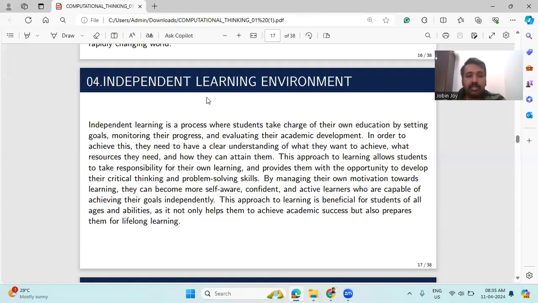Okay, so through this independent learning activity, this will promote the concept of research-oriented education. They will become more self-aware, confident about their skills and their strengths, and they will become active learners, so that they will be capable of achieving their goals independently without any help from others.